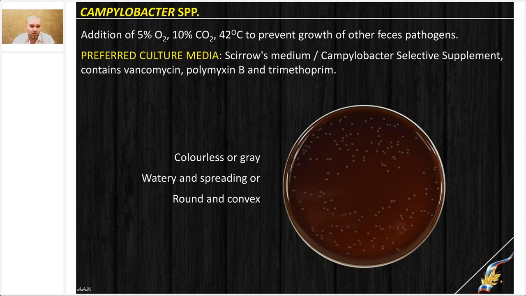Usually in that culture medium, bacteria will grow as small, colorless or pale gray colonies with watery consistency and a round and convex structure. So as you can see in the picture, the culture medium has a dark red, even brown color, and colonies are easily identified. They are very regular in shape, and bacteria could grow in the culture medium.